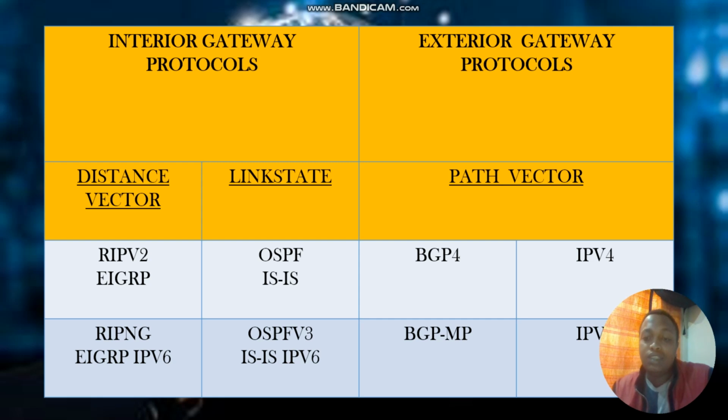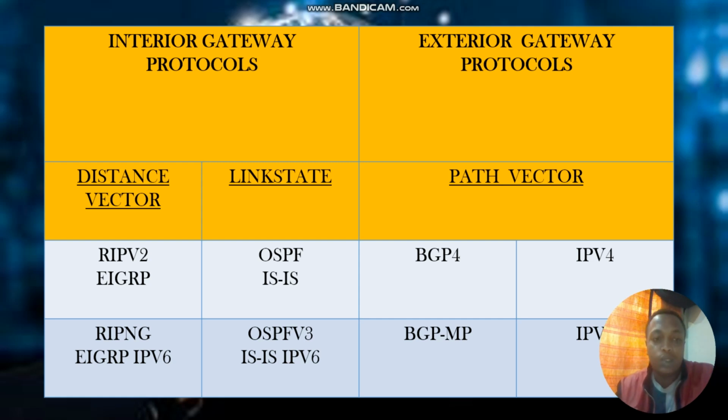In the exterior gateway protocols, we have what we call path vector, and we just said that the path vector considers the path attributes. What condition is that path in? And we could also have multiple paths to that network or to the destination network.